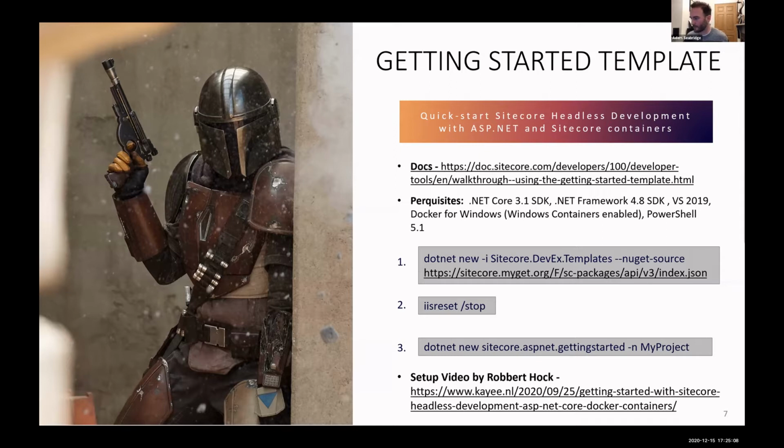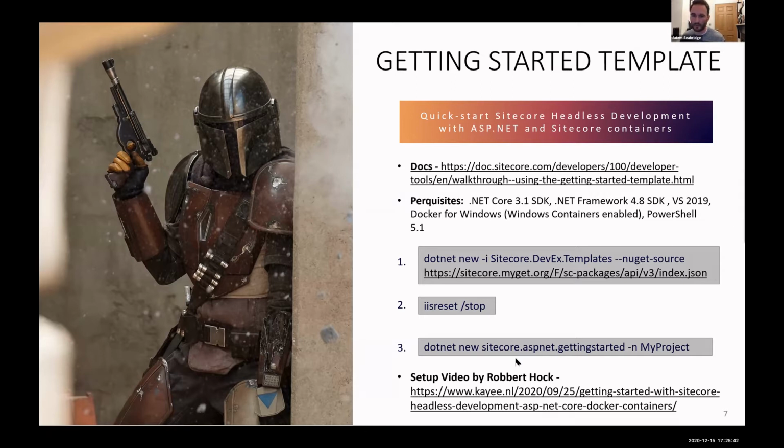So there are some prerequisites here that are worth covering off. Those are .NET Core 3.1 SDK, .NET Framework 4.8, Visual Studio 2019, and then you need Docker for Windows with Windows containers enabled, and PowerShell 5.1. You might already have some of those things installed on your machine anyway, such as PowerShell, maybe Docker if you've already been working with containerization, and maybe some of the .NET Core SDK stuff as well.